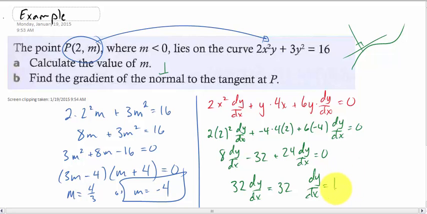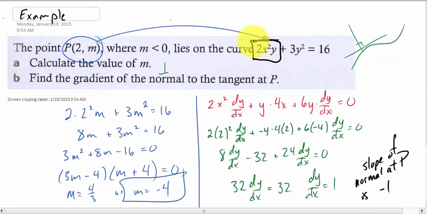Now, how does the slope of something perpendicular to that look? Well, that's going to look like the opposite reciprocal of our dy/dx. So the slope of our normal at P is -1. And there we go. Good to go. Implicit differentiation. The thing you really need to watch out for are places such as this, where you have to use the product rule. And with that, I'm out.